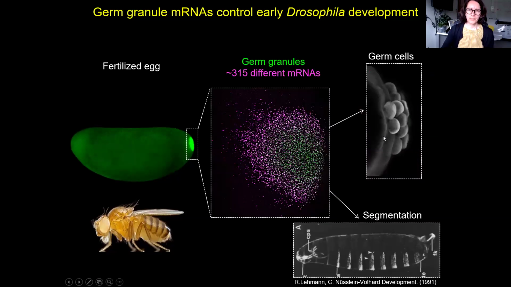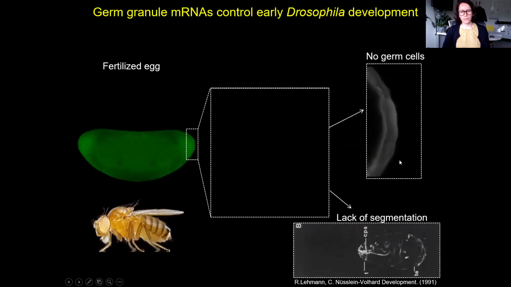And this is important because the protein products from these mRNAs are then driving the formation of germ cells and the segmentation of the body plan of the embryo itself. And if this process is somehow perturbed, then these germ cells do not form and the embryo does not segment, which really leads to infertility and death of the offspring. So it really allows us to study these processes with a really nice functional significance.